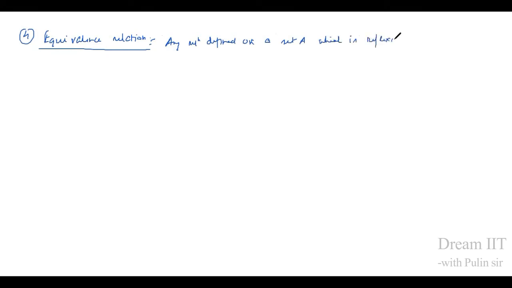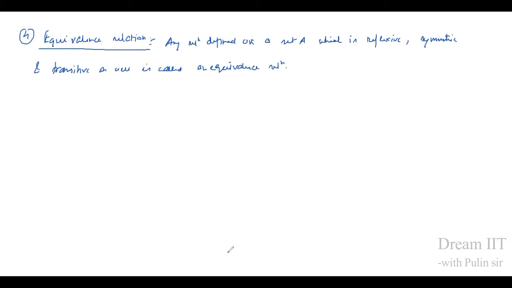Number 4. One more type is there: equivalence relation. Now, what is an equivalence relation? Actually, this is such a relation which satisfies all the three types we discussed. So, any relation defined on a set A, which is reflexive, symmetric, and transitive as well, is called an equivalence relation.